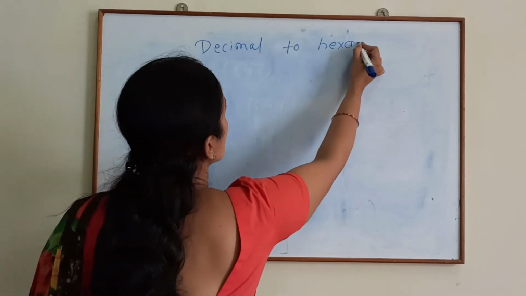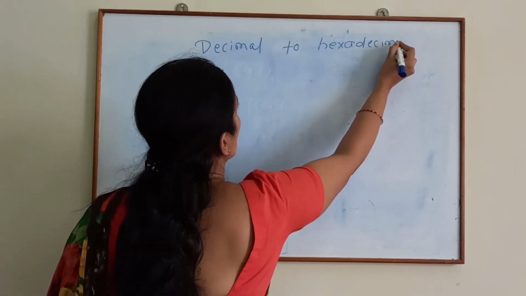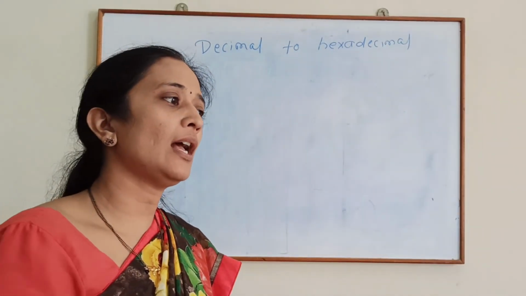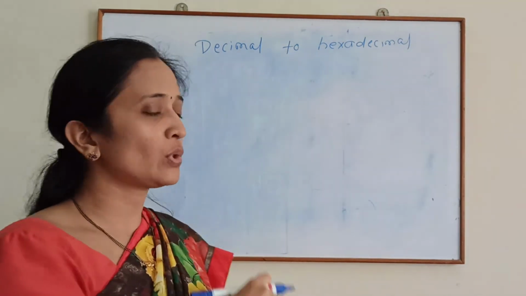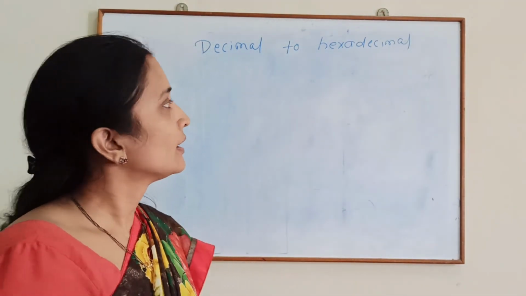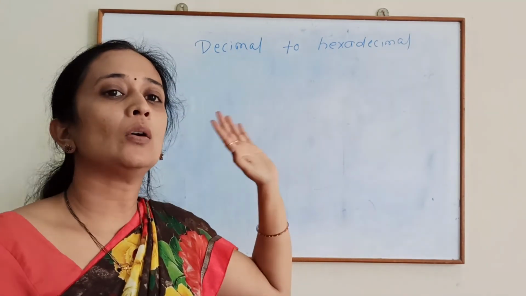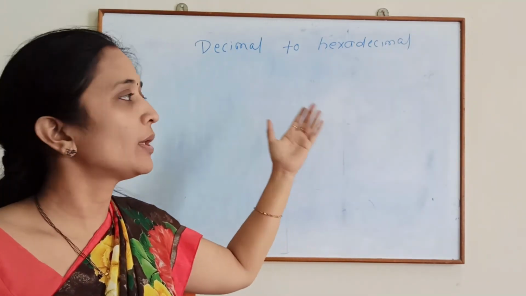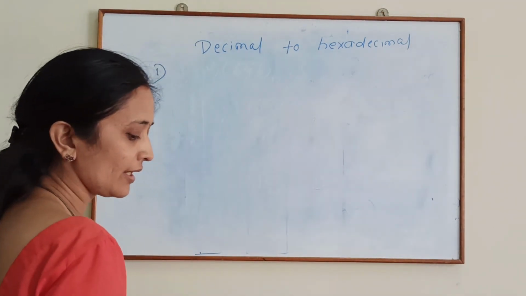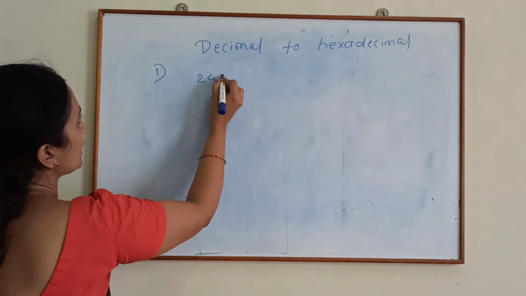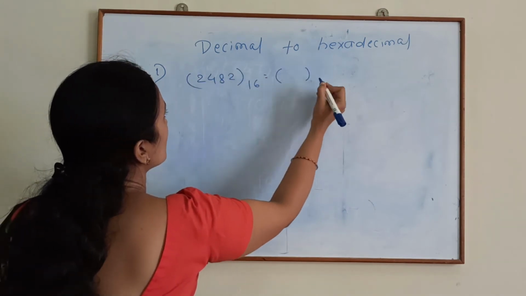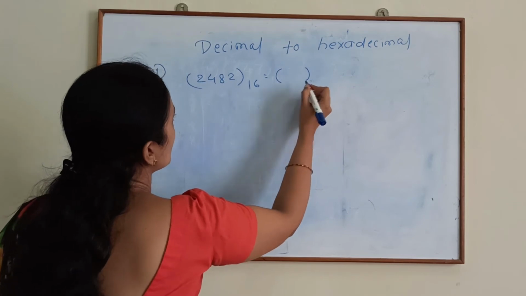Again procedure is same. In conversion of decimal to binary, we had divided the number by 2. In octal, we have divided the number by 8. Same procedure will be here. Only the difference is we will divide number by 16. For example, we will take number 2482. This is the decimal number and we have to convert it into hexadecimal.